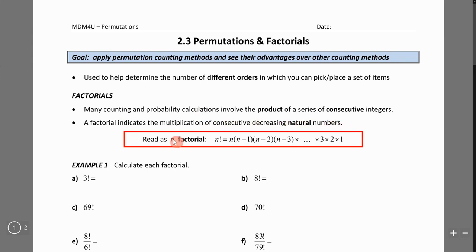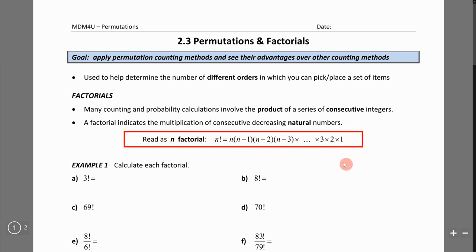Okay. So how do we read this? We read this as n factorial. This is the new notation here, n with this exclamation mark. This means n factorial. And whenever you see n factorial, n could be any natural number. So n factorial represents this special kind of multiplication, where you have the number that n represents multiplied by one less than n, then multiplied by n minus 2, multiplied by n minus 3, and so on and so on until you get all the way down to 3 times 2 times 1.